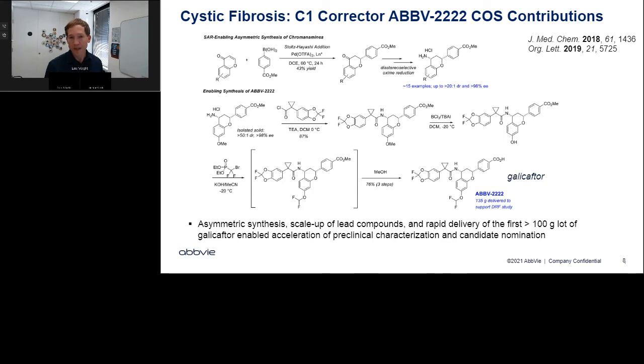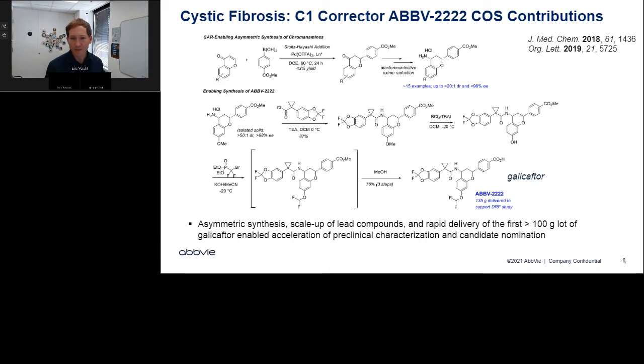And this method really accelerated SAR exploration and allowed the team to find the best candidate as quickly as possible. So it's a really great medchem story that I encourage you to take a closer look at in this publication.